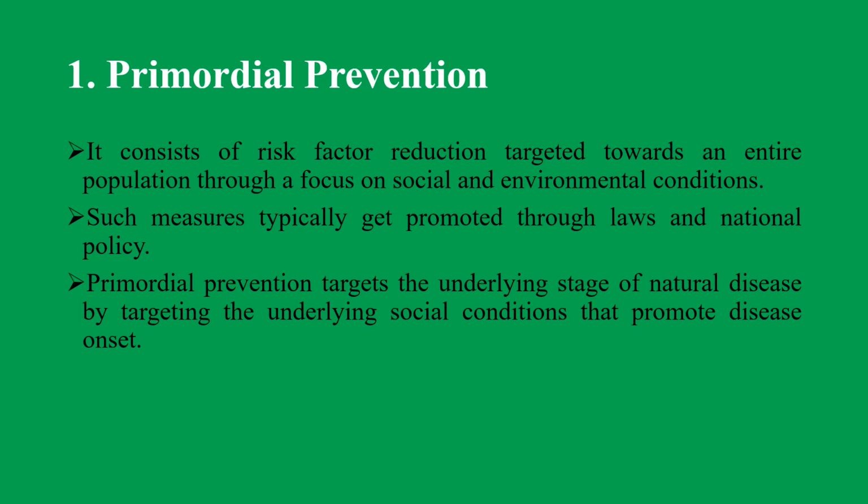So for primordial prevention, it consists of the risk factor reduction targeted towards an entire population through a focus on social and environmental conditions. So it involves promoting health through laws and national policies. It also targets the underlying stage of natural disease by targeting those conditions like social conditions which promote or enhance disease onset.